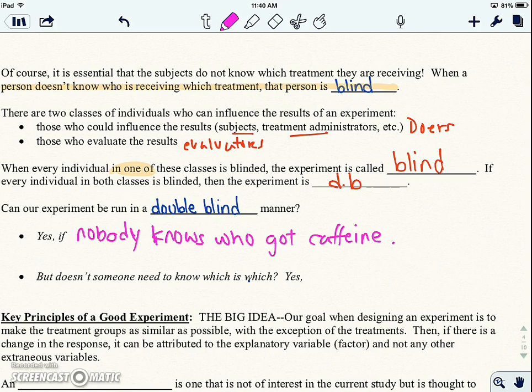So don't we need someone to know? Yes, those would be the 3 people that came in. So you have to be very careful with that.